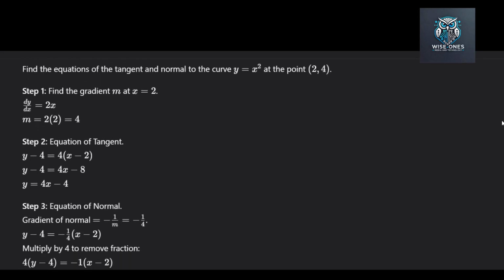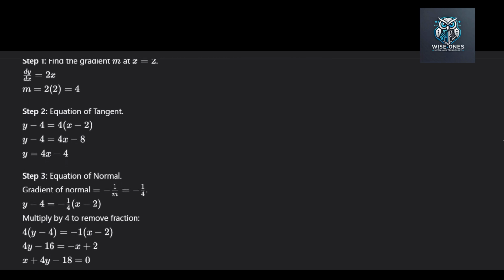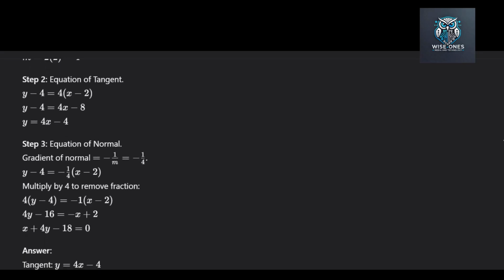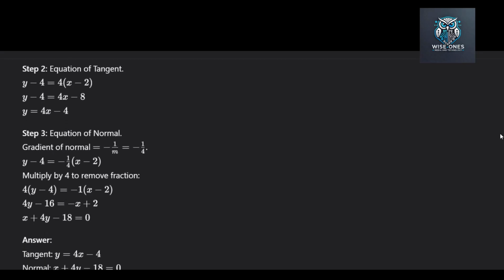We use the formula. y minus y1 equals m times (x minus x1). Our point is (2, 4), so x1 is 2, y1 is 4, m is 4. So y minus 4 equals 4 times (x minus 2). Expand the bracket. y minus 4 equals 4x minus 8. Add 4 to both sides to make y the subject. y equals 4x minus 8 plus 4. Minus 8 plus 4 is minus 4. So the tangent equation is y equals 4x minus 4.